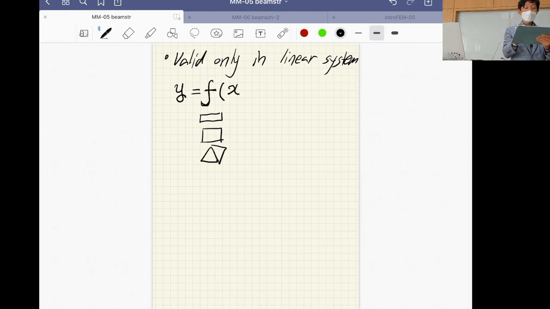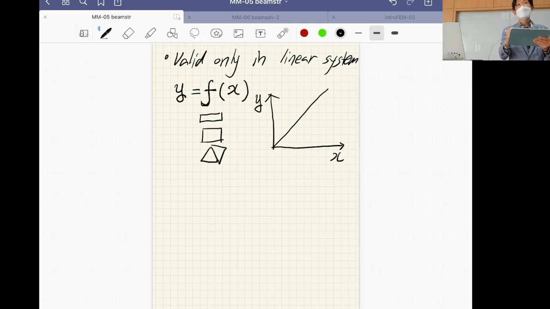Let's say you have a linear system. If you plot the behavior of a linear system in a two-dimensional graph, x and y, then the behavior can be described using a linear straight line. So instead of x, let's plug in x1. For x1, you have the response corresponding to x1, which we call y1. So y1 is equal to f, the behavior function, for the given x1 input. Is it clear?